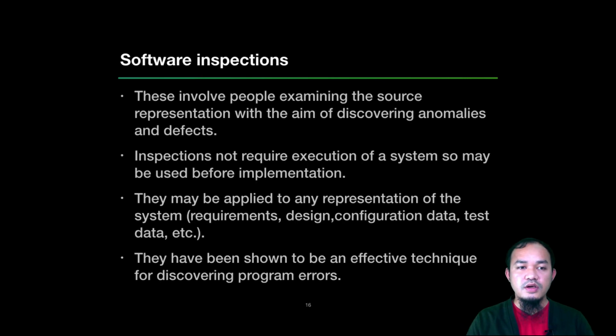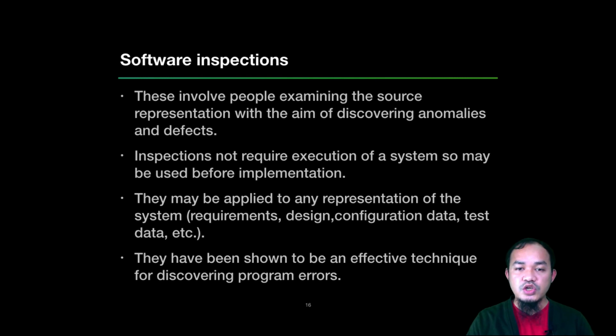Software inspection involves people examining the source representation with the aim of discovering anomalies and defects. Actually, we do software inspection to see the code inside the source, which we call the source representation, to see something abnormal, which we call anomalies or defects. This is what we call software inspection.